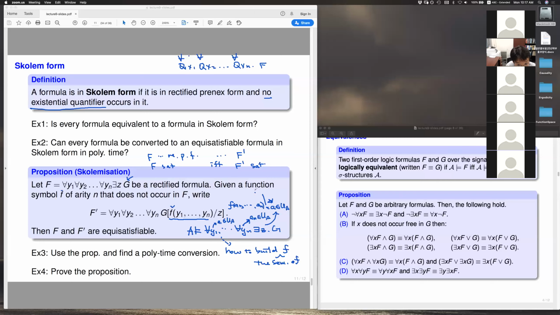So this is how we define it. We define function f in such a way that if we apply function f to a1 up to an in this structure A, then the outcome has to be equal to that a, which is determined by these interpretations. If you do so, then you can show that with the new interpretation of the function symbol, this formula f prime is also going to be true. You can also show the other direction: if f prime is satisfiable, then showing that f is also satisfiable is quite easy. We're going to prove this next time. So that's it for today, and I hope to see you on Wednesday.